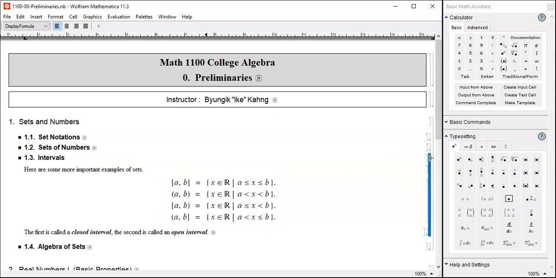Here are some more examples. Intervals. The first line is a closed interval: the set of all real numbers between a and b, where a and b, the endpoints, are included. You see the less than or equal to notations here, so equality is included. The second line is an open interval: the set of all real numbers strictly in between a and b, so that the endpoints a and b are not included. Third and fourth lines are half open, half closed intervals.